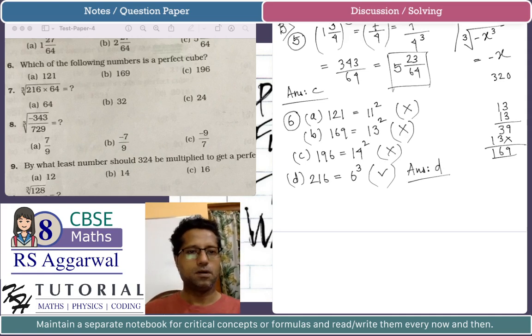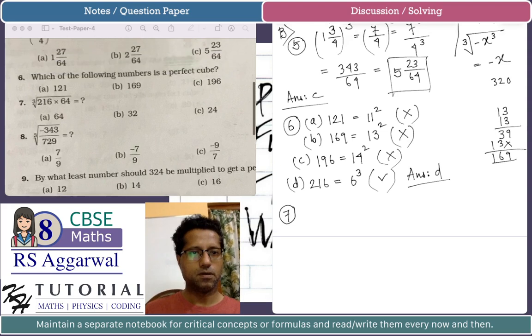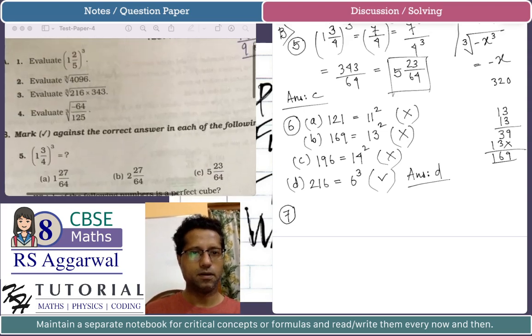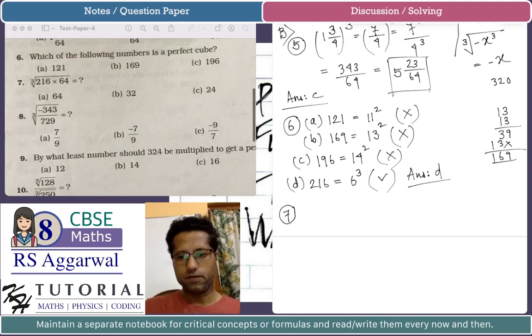Okay. Question number 7. It is asking to find... Question number 7 is a repetitive question. We just did it in, oh no, it is not repetition anyway. So question number 7 is, we have to find the cube root of 216 multiplied by 64.